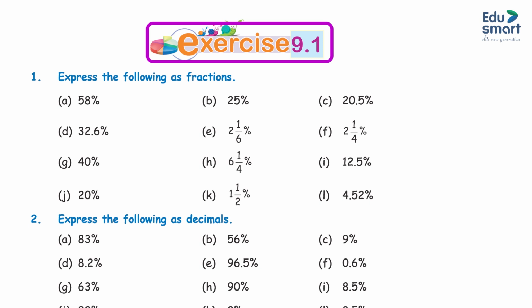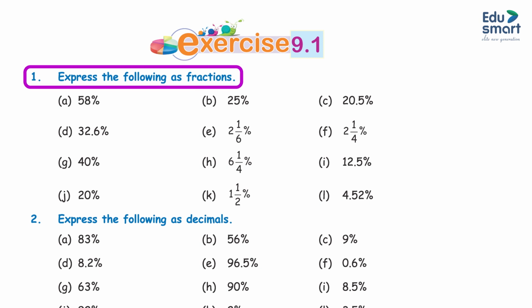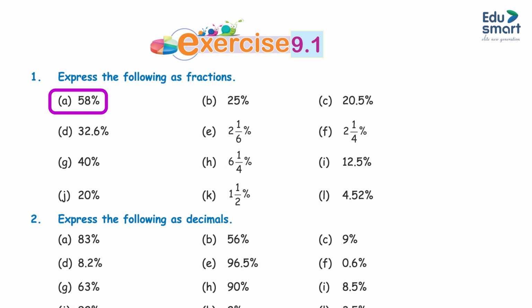Exercise 9.1. Question 1. Express the following as fractions: A 58%, 29 upon 50, B 25%, answer 1 upon 4, C 20.5%, 41 upon 200, D 32.6%, 163 upon 500, E 21 upon 6%, F 21 upon 4%, G 40%, 2 upon 5, H 1 upon 4%, I 12.5%, 1 upon 8, J 20%, 1 upon 5, K 1 upon 2%, L 4.52%, 113 upon 2500.